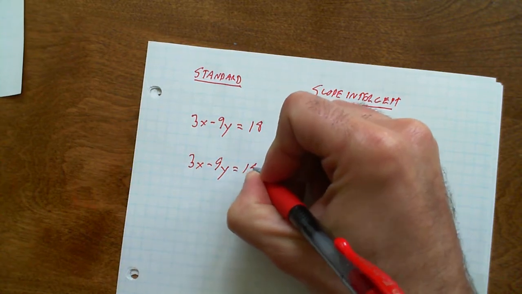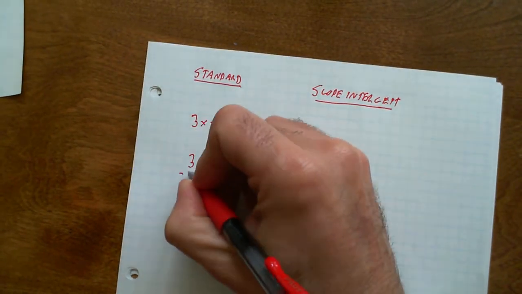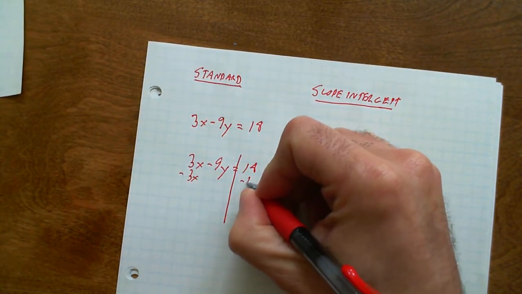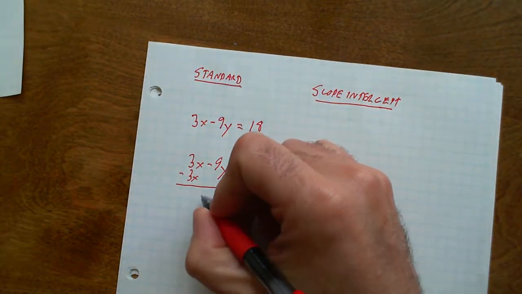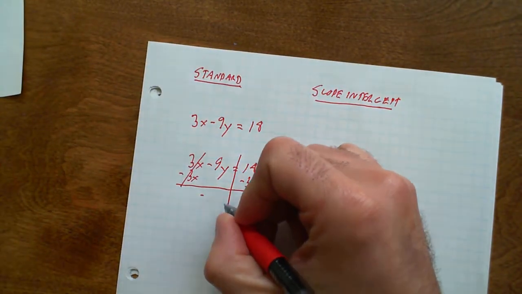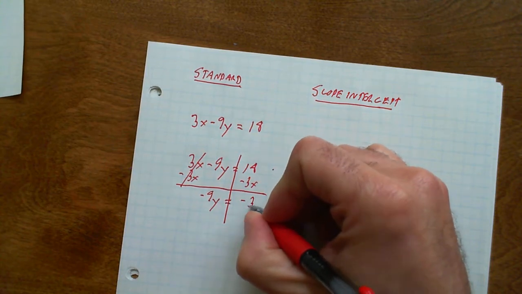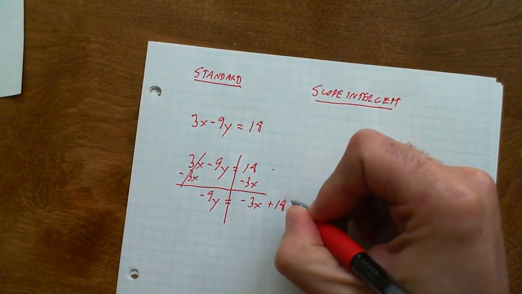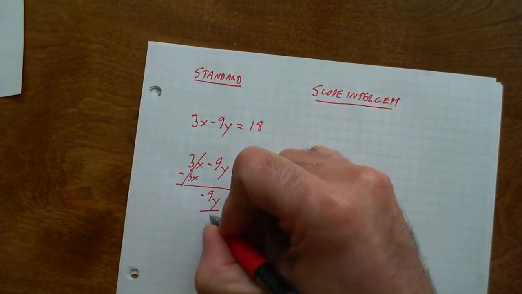3x minus 9y equals 18. I need to get the y by itself. So the first thing I need to get rid of is the 3x. Subtract 3x. That becomes 0. It cancels out. Negative 9y equals negative 3x plus 18. Remember, those cannot combine. Then I divide by negative 9.